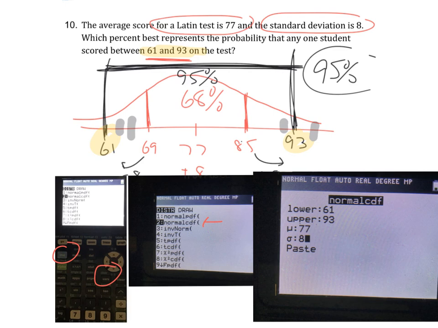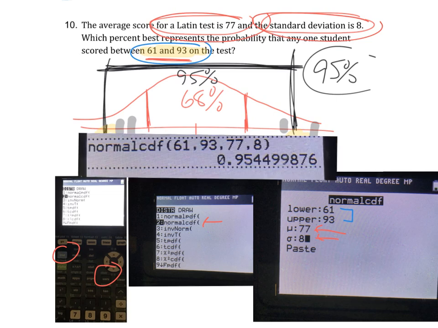I want to know the percentage of scores that are between 61 and 93, if the mean for the test is 77, and the standard deviation for the test is 8. And here the calculator tells me that about 95% of the data falls in that range.